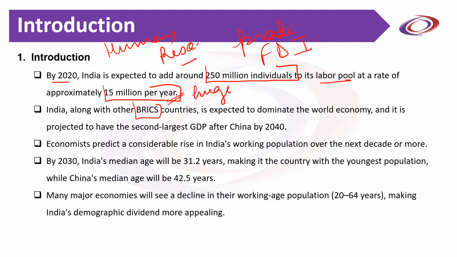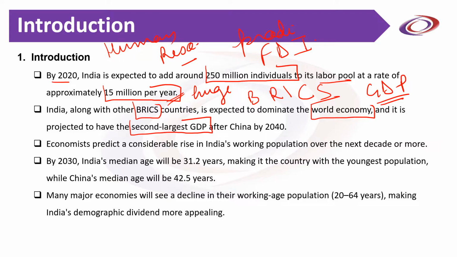Now, India is a member of BRICS that refers to Brazil, Russia, India, China, and now South Africa. These countries together are expected to dominate the world economy in terms of what? In terms of the GDP, the gross domestic product, and it is also projected to have the second largest GDP. India will now have the second largest GDP after China by the year 2040. It is going to exceed most of the nations.